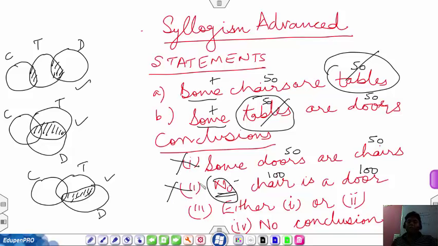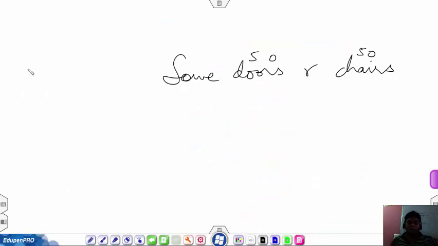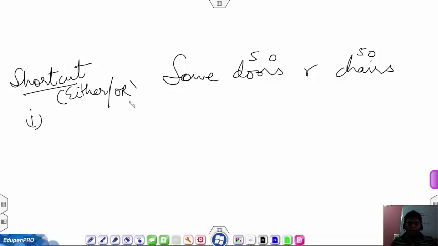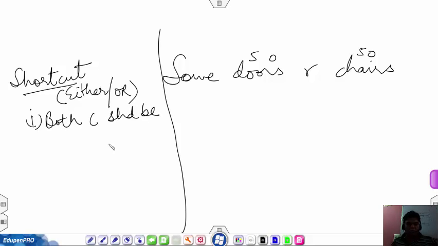This is also true. Now comes the main game. I am done with first and second as per the shortcuts learned in the last video. How do I ensure that this is true? Right. Now write down the shortcut for either or statement. The shortcut for either or statement says both the conclusions should be false, as was there in this question. Both the conclusions should be false, right?